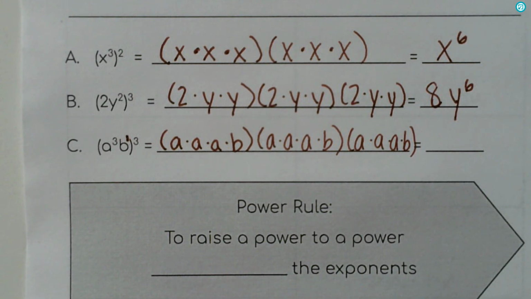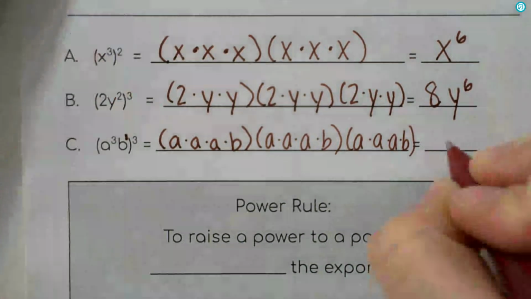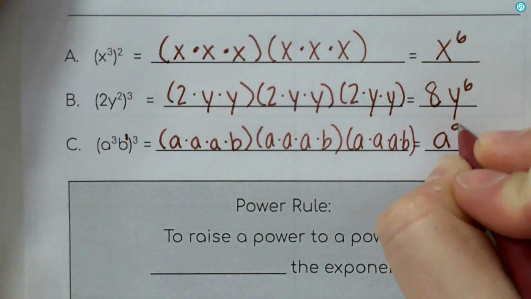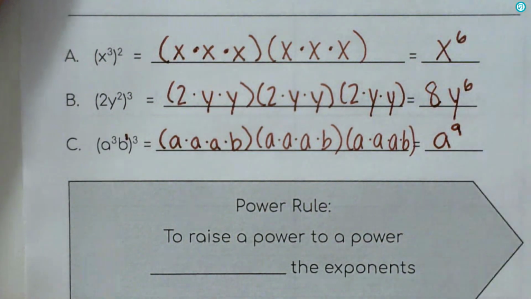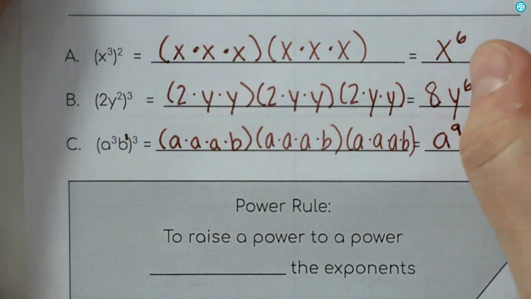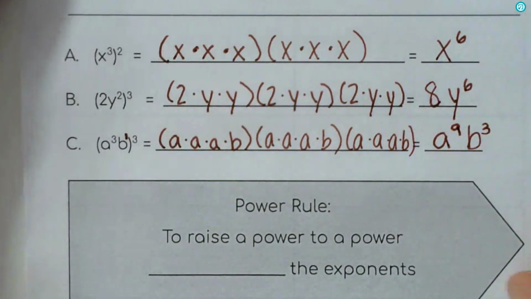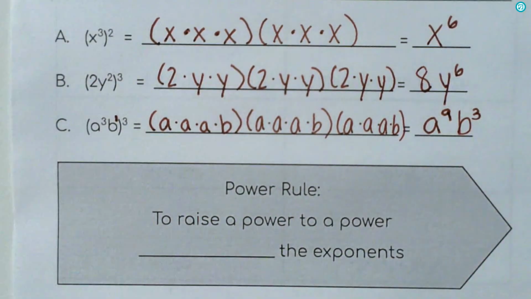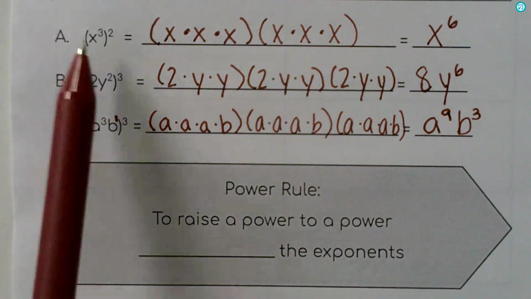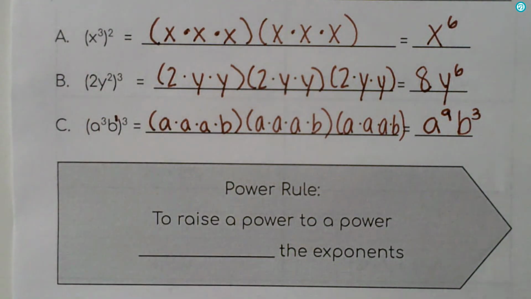Hey, how many a's do I have total? 9. So I've got a to the 9th. That looks like a 9 and not an a. And how many b's do I have total? 3. Awesome. Hey, I want you guys to do the same thing you did on the last one and look at your exponents and see if you can come up with the rule. So take like 15 seconds to see if you can come up with the rule. Okay, talk to the people around you.